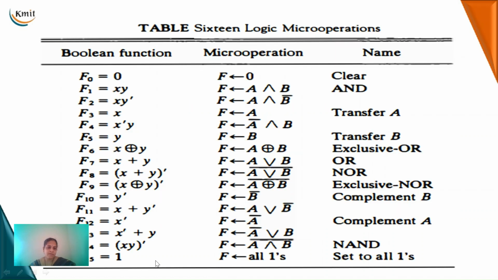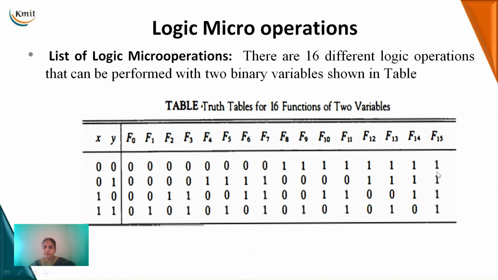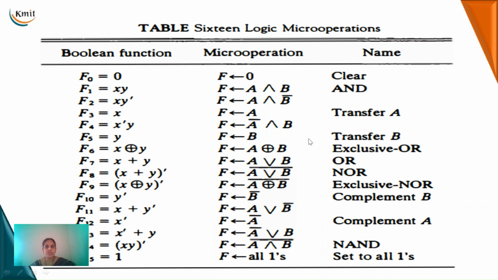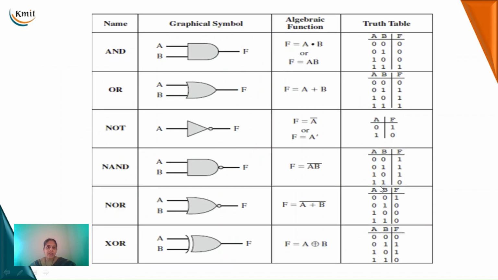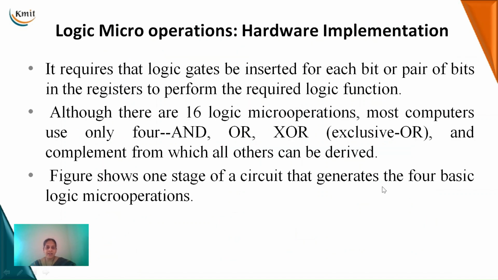Similarly, F15 is all ones, set to all ones. So this is the truth table for all the 16 logic micro operations explained in this table. So next, coming to the hardware implementation.